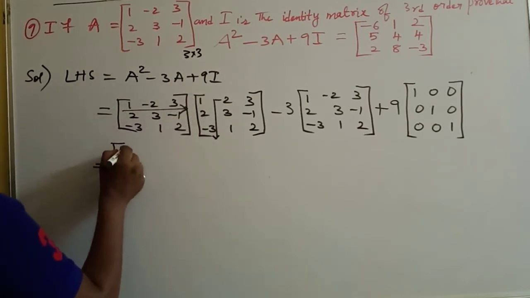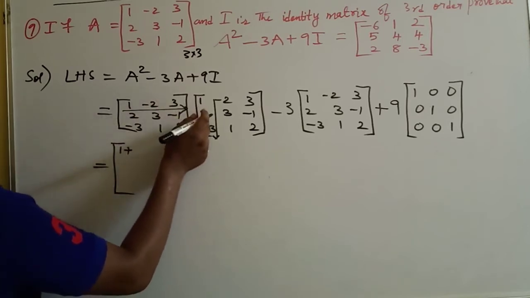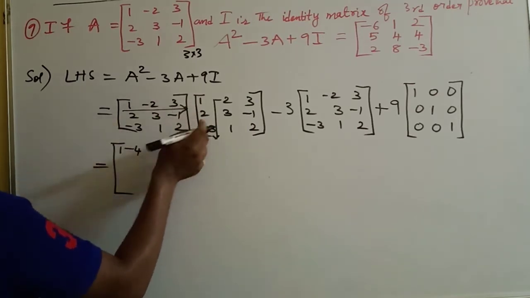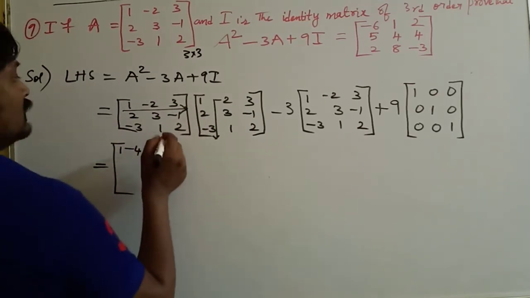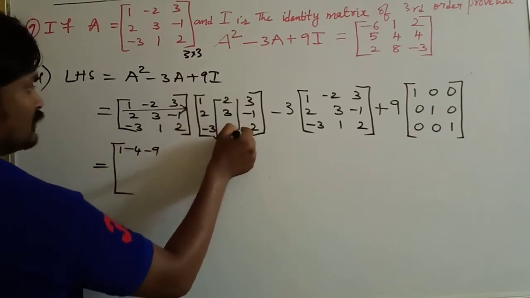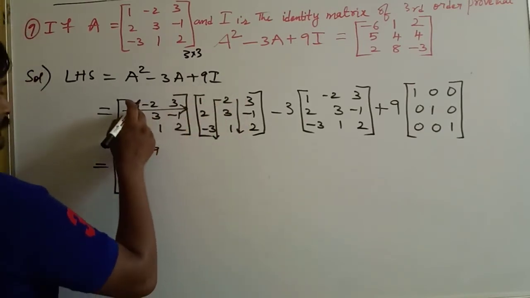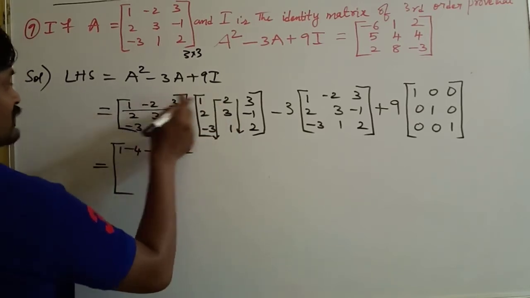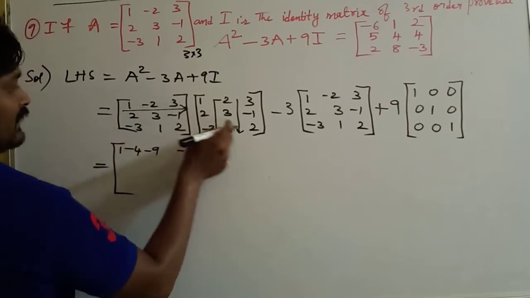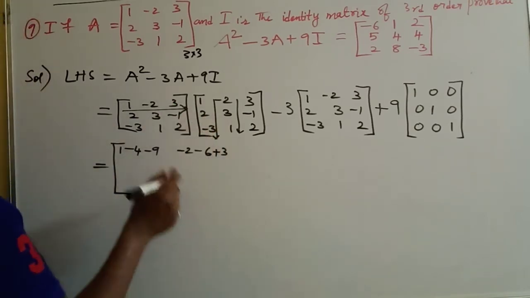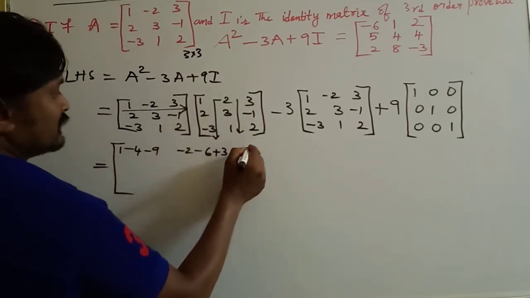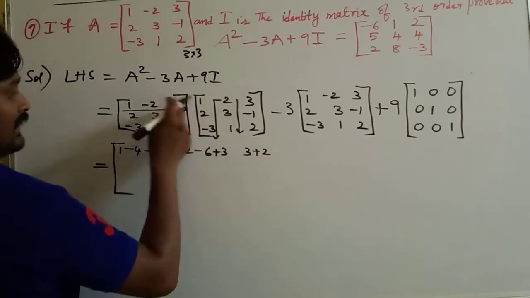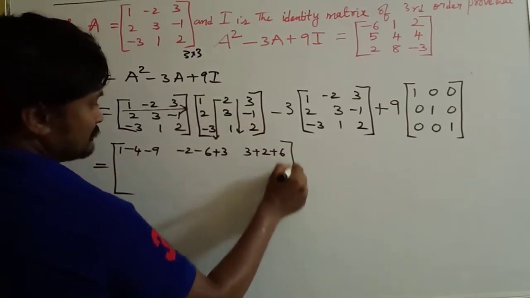1 ones are 1, plus minus 2 into 2 is minus 4, 3 into minus 3 is minus 9. Now 1 into minus 2, that is for the second element. First row, second column you get the second element. 1 into minus 2 is minus 2, minus 2 into 3 is minus 6, 3 into 1 is plus 3. Next 1 into 3 is 3, then minus 2 into minus 1 is plus 2, 3 into 2 is plus 6.